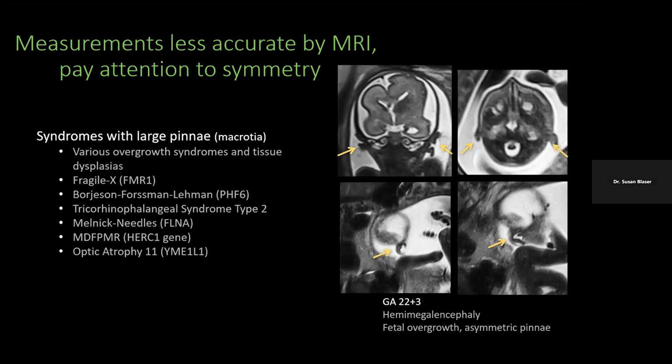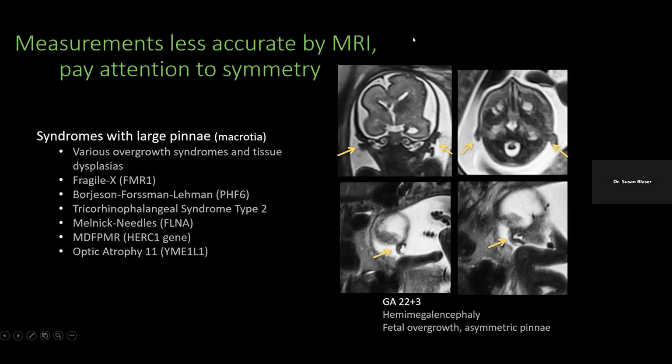So here are some syndromes with large pinna. Various overgrowth syndromes and tissue dysplasias. Fragile X is interesting because that is one that's fairly common, although we don't tend to image them as fetuses because we just don't know. And then there are several others that are in that particular list. So anyone that has overgrowth, either hemi or full body.